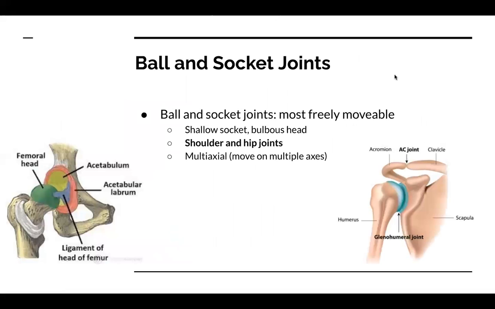So next we're going to go over the types of synovial joints and examples. The ball and socket joint, I'm pretty sure you have all heard of it, and it's the most freely movable joint. Usually there's a shallow socket and a bulbous head, just like your shoulder and hip joints. They're also multi-axial, so you can move your arm on multiple axes. One of these is stable and one is not, and one can move a lot more than the other. The curvature and bulbosity of the balls and the depth of the sockets come into play for the stability of this joint.